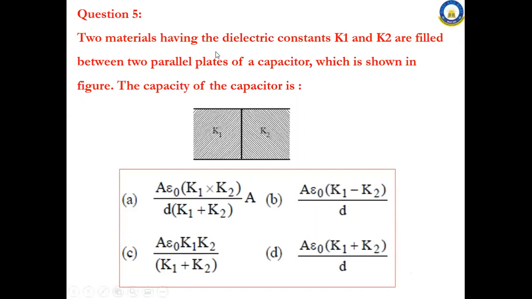Two materials having dielectric constants K1 and K2 are filled between two parallel plates of a capacitor, as shown in the figure. So the capacity of the capacitor is, and you are given the options here. Now you have to see how the capacitor is arranged here and how we need to calculate.